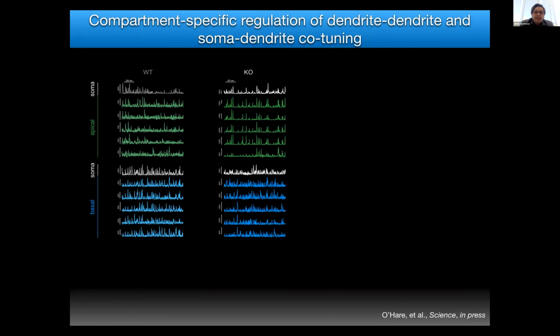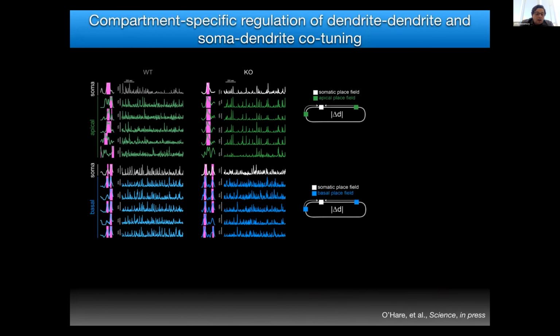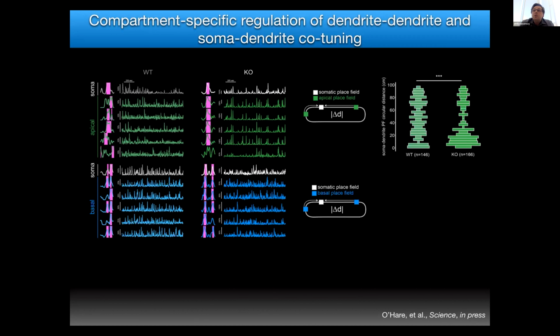Justin imaged the activity of multiple dendritic branches, apical and basal dendrites, in wild-type and knockout cells. He calculated the tuning curves of the dendrites and the soma, their place fields, and then the minimum circular distance on the belt between the somatic and dendritic place fields. What he found is that augmented intracellular calcium release was associated with a significant shift in the dendritic place fields towards their soma, as indicated here by the lower values of the soma-dendrite place field circular distance.